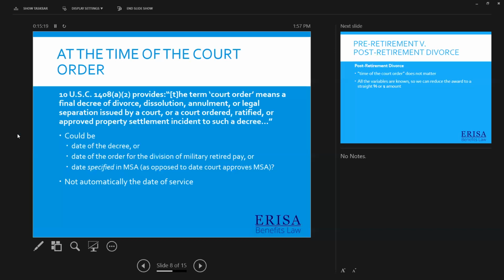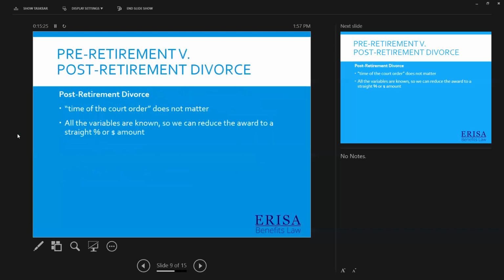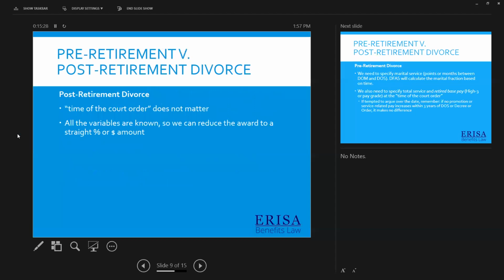Let's talk for a second now about how these changes play out when you have a pre-retirement versus a post-retirement divorce. With post-retirement divorces, where the time of the court order, no matter how you count it, is after retirement, it doesn't really matter because there are no post-divorce pay increases due to additional service, obviously because the member is retired. In that case, we know all of the variables, and so we can reduce the award either to a straight percentage or to a specified dollar amount. And we'll talk a little bit more in a second about what the distinction might be between those two and why you might pick one versus the other.